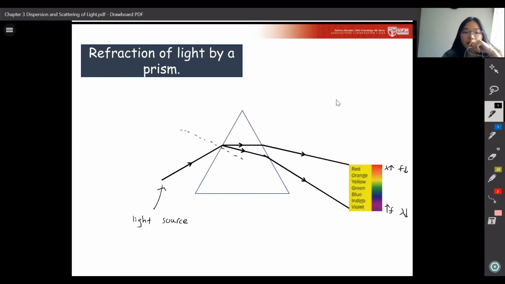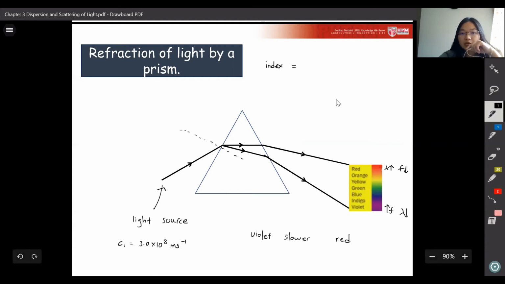And as we all know, white light travels at a constant speed in vacuum, that is c equals 3.0 times 10 to the power of 8 meters per second. But different colors travel at different speeds in a medium. In this case, violet travels slower than red color in the prism. And from the index equation, we know that the refractive index equals the speed of light in vacuum divided by the speed of light in the medium.